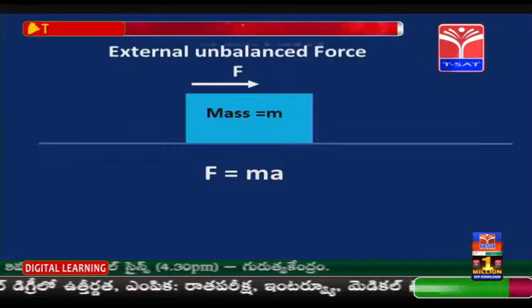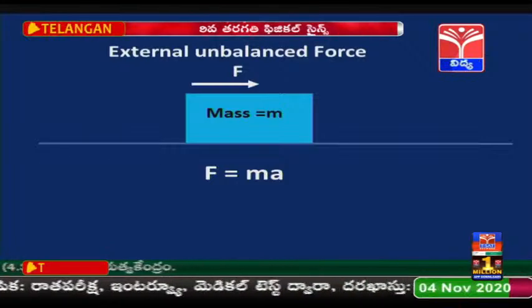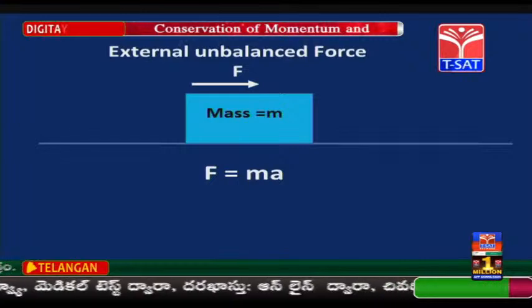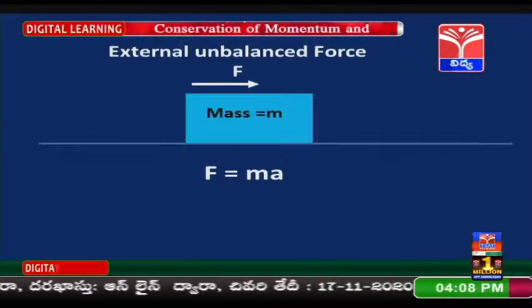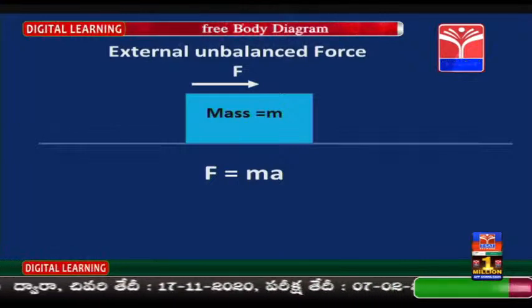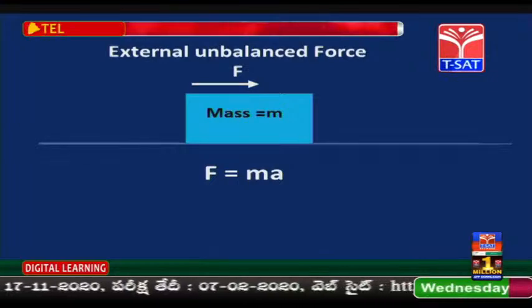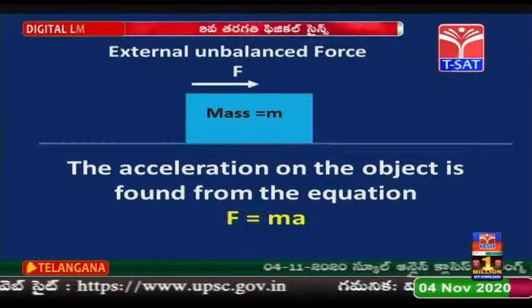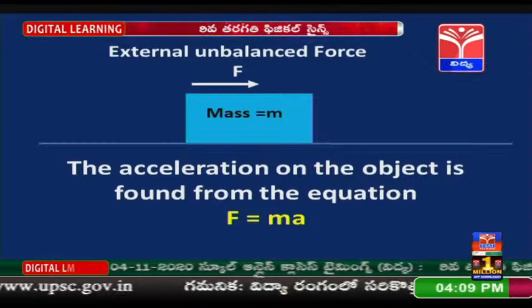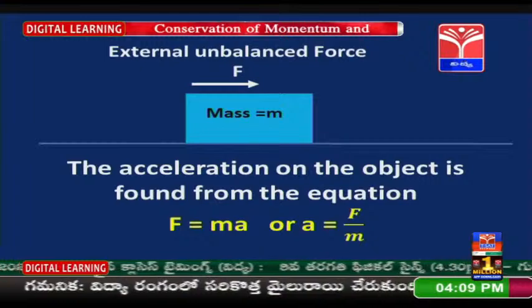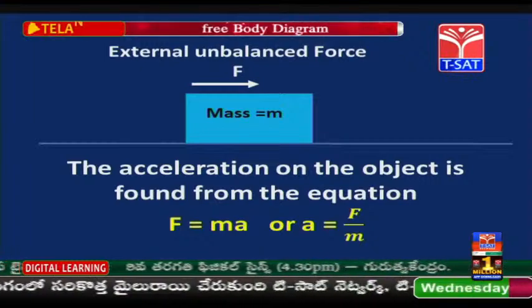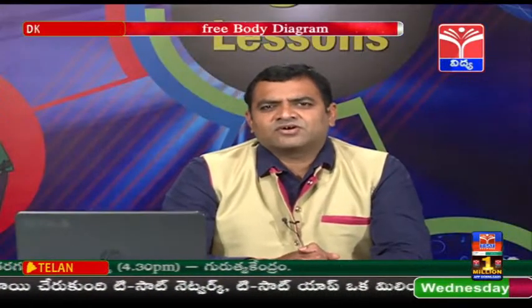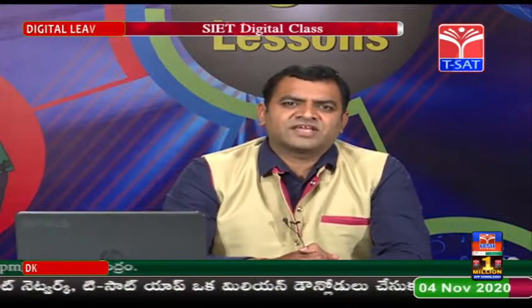So, whenever there is an external unbalanced force on an object, that produces an acceleration. So, F is equal to ma. This is from Newton's second law. The acceleration on the object is found from the equation F equal to ma. So, acceleration is equal to F by m. Now, let us solve some numericals on this equation F equal to ma.